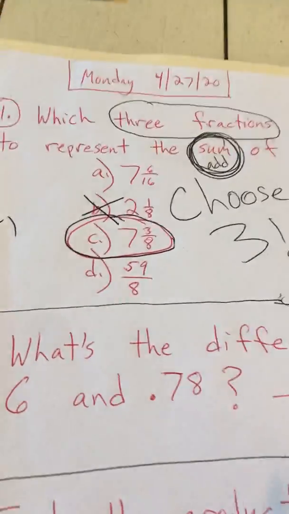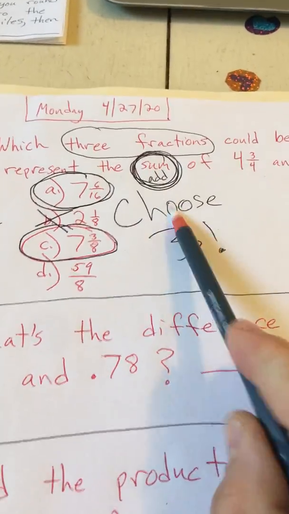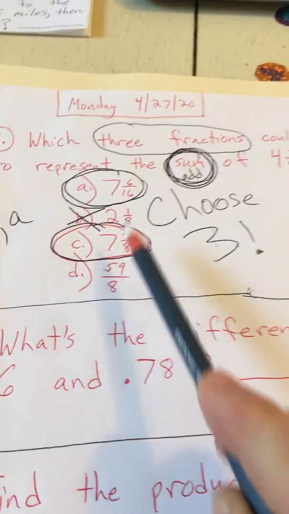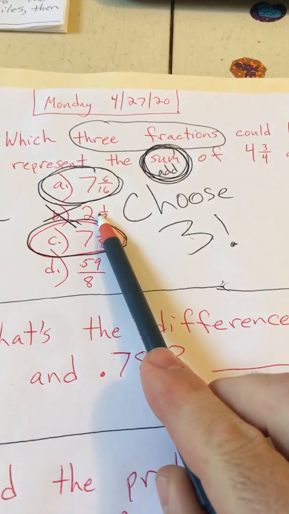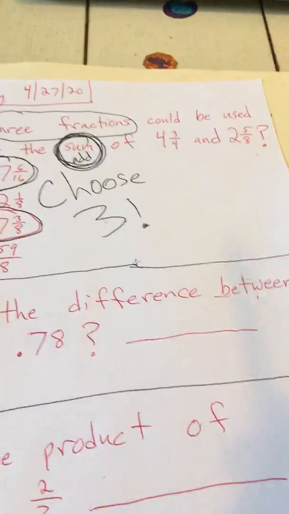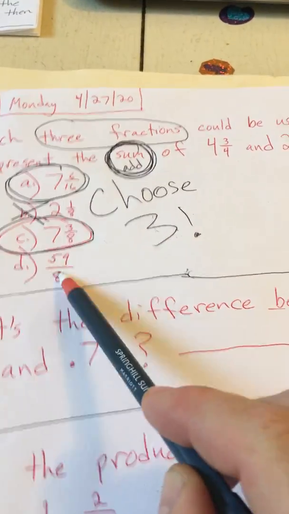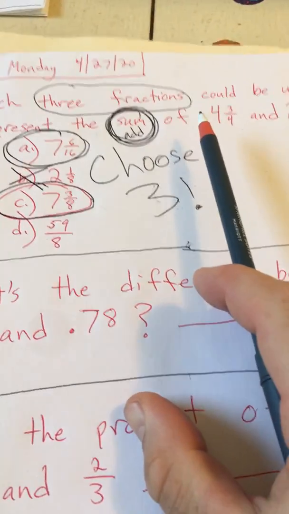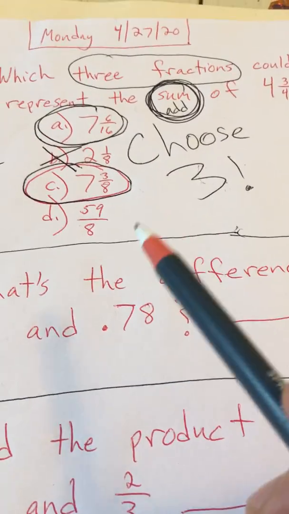Is that the option? Yes. So A is our second correct choice, and now I'm going to look carefully. It says to choose 3. So obviously 2 is not right. We already went over that because 4 plus 2 is already more than 2. So D, let's check this out. 59/8. That's 59 divided by 8.